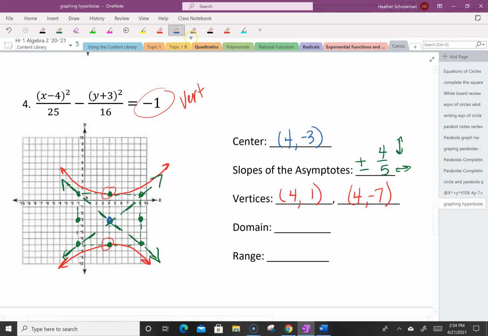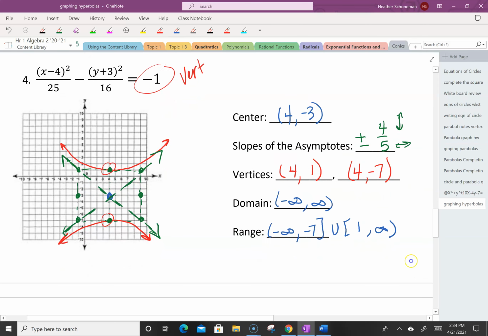The domain is all real numbers because it stretches all the way left and right, but the range is what gets broken up. So it goes from negative infinity to negative 7, and then there's another section starting at positive 1 and going to infinity.